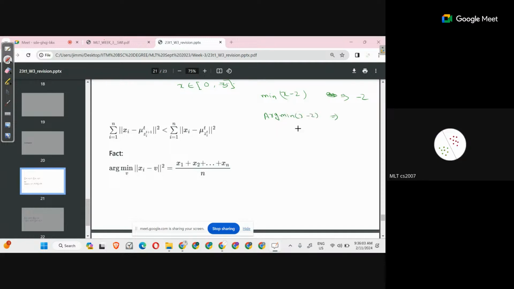what would be the output here? 0. Here the output will be 0, because the output will be that value of x. Arg min of x is that value of x at which this value is minimum. Here the answer was minus 2 only, but arg min asks for the point where this value is minus 2, which is nothing but the value of x. We know that at x equal to 0 it is minimum, so the output will be 0.